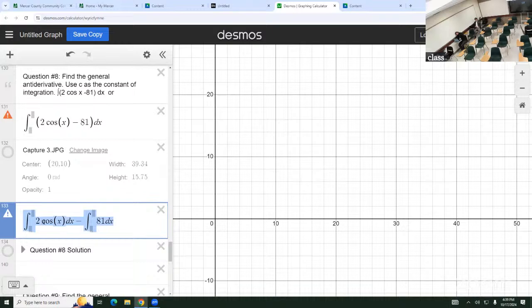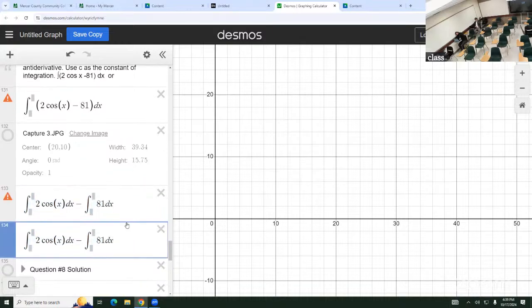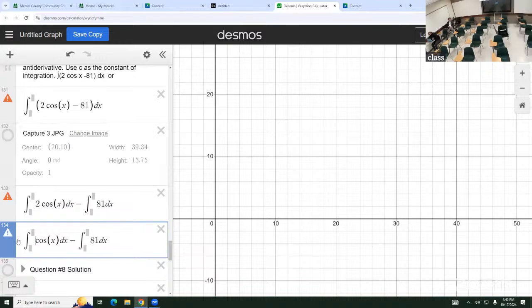The next thing I can do: remember if you had a constant, it just hung around. I can take that constant out. That's the only thing I can take out of an integral, a constant like that. I can't take the cosine out, just the 2. I can also take out the 81 if I want to. I think I will.